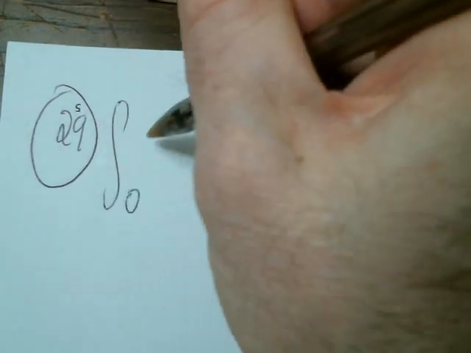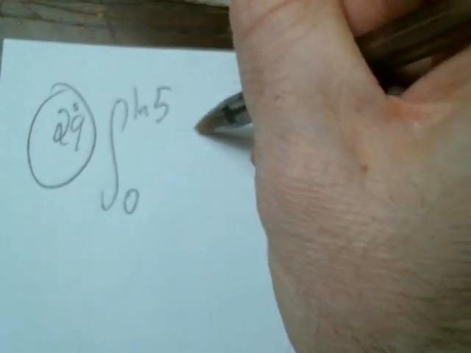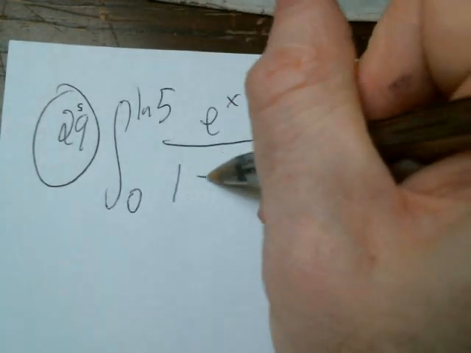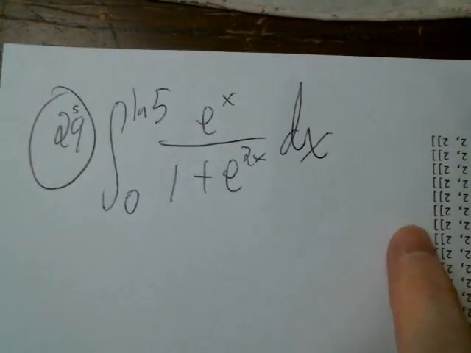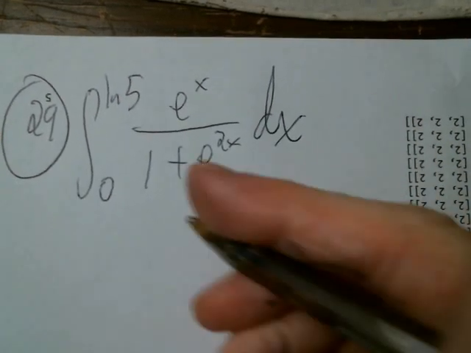And then we'll move on. So I've got the integral from 0 to ln 5 of e to the x all over 1 plus e to the 2x dx. Okay, so this looks like an inverse tan.